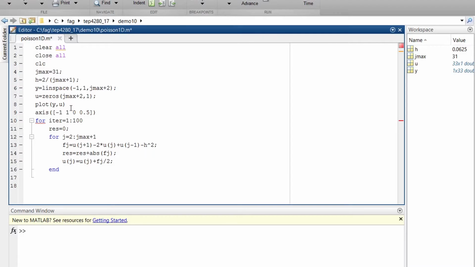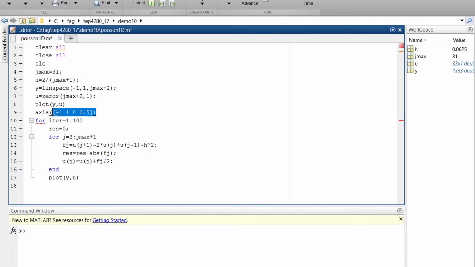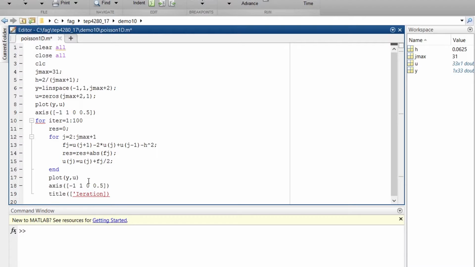And then we plot y versus u. And I use the same axis, so it's easier to see. Like that. And then we can have some title. Let's say we can print out the iteration number. Then we need integer to string of iter, and then we can print out the total residual, that is then numerics to string of all my res, and I use 2 digits, that should be enough. And then finally draw now.